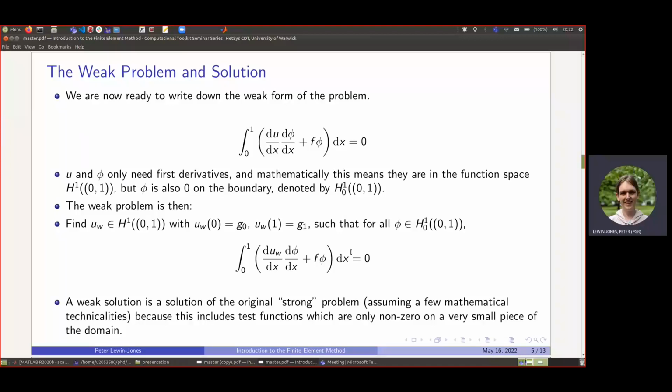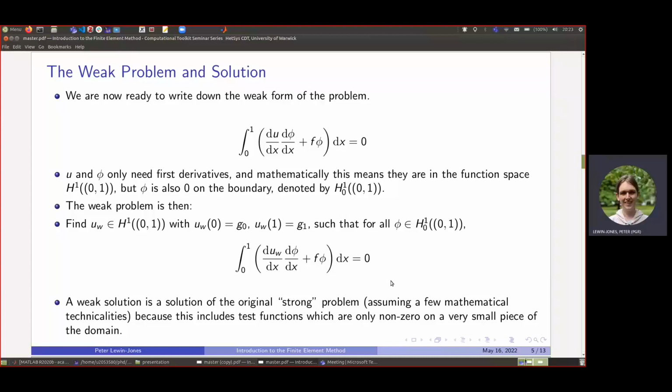Again, assuming some technicalities: the function f needs to be sufficiently nice, and the domain needs to be sufficiently nice. But these aren't particularly strong requirements, and anything that you'd reasonably come up with in a physical context will be nice. The reason this works is that this space of all possible test functions includes test functions which are 0 on almost all of the domain, except for a very small piece. And so on that little piece, that'll fix the function u to satisfy the original differential equation we had at the start.